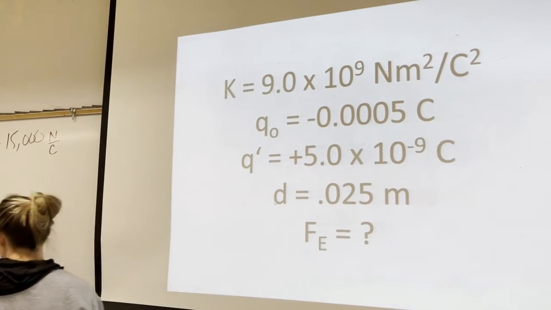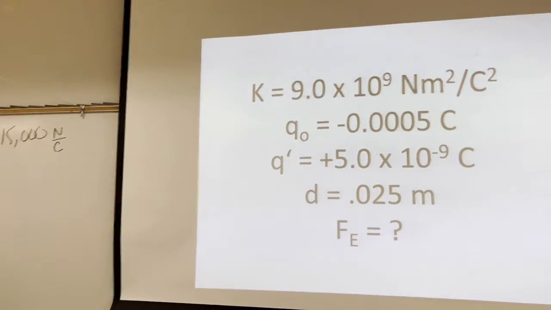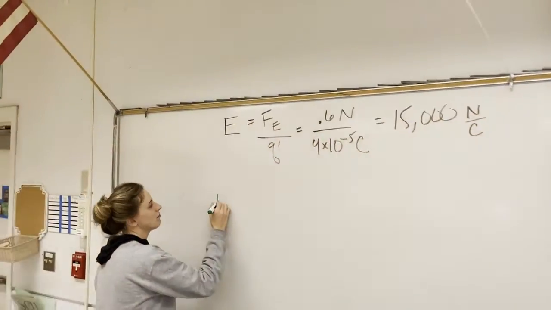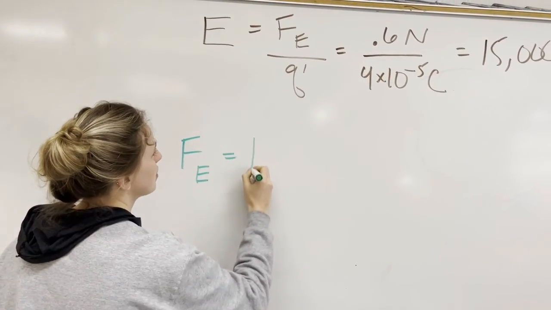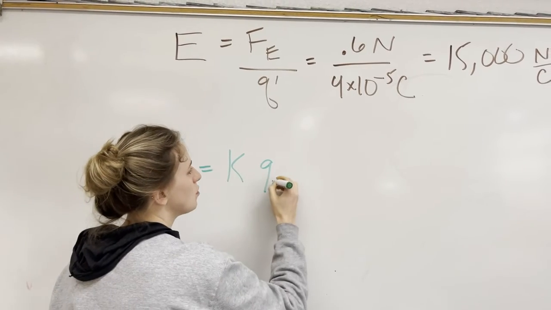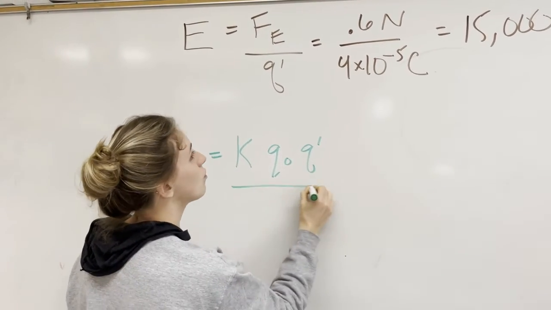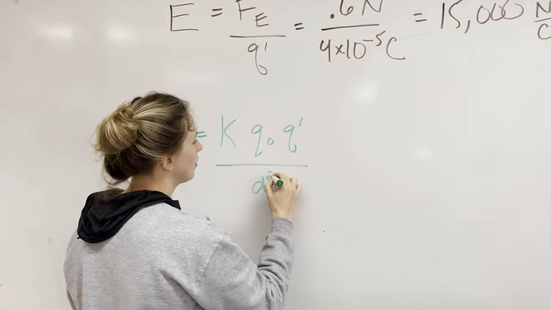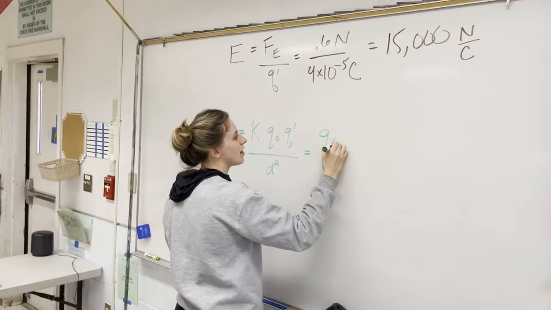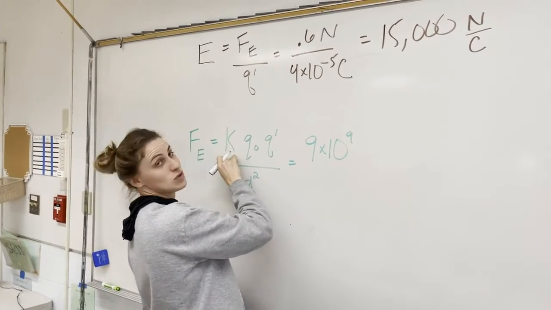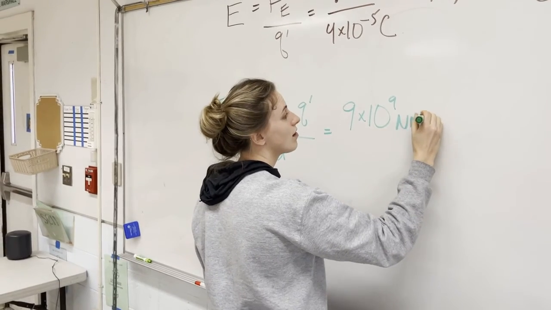Okay, practice problem. Let's use Coulomb's law. We're trying to figure out the electrical force, and we know that it equals that K constant times Q original times Q prime, the test charge, over D squared. Does it matter if it's D squared or R squared? Same thing. So 9 times 10 to the 9th, that's what K is, in newton meters squared over coulombs squared.